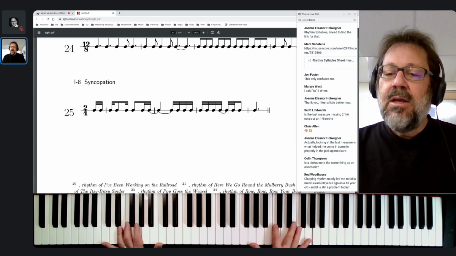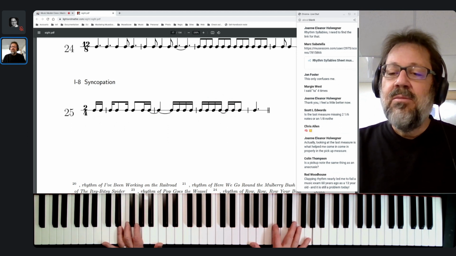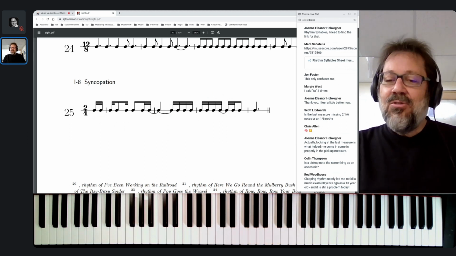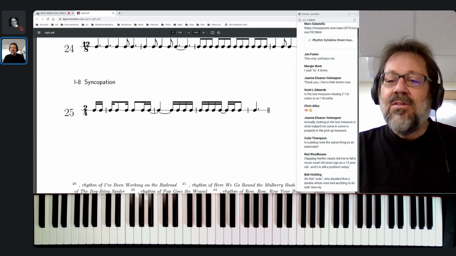Clapping rhythm nearly led you to fail a music exam. Well, then there's where you practice it. So I definitely practice this thing here.